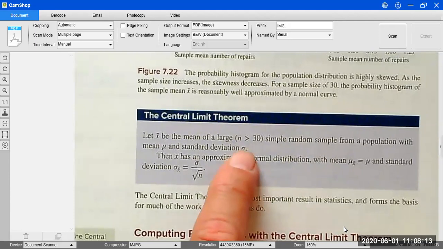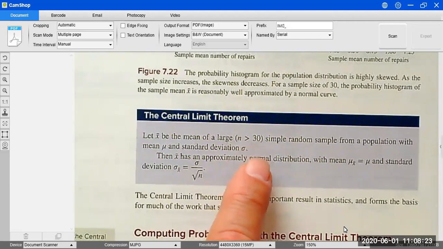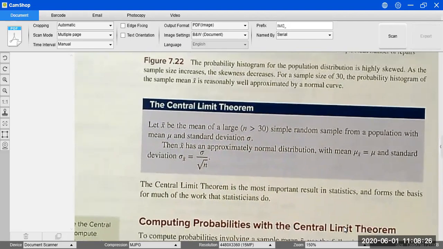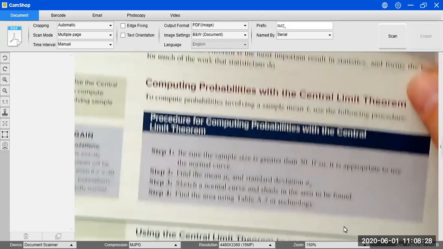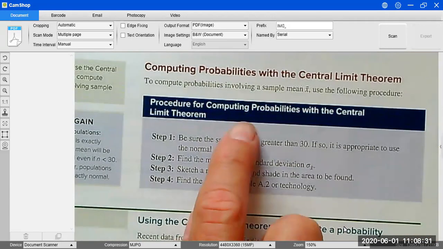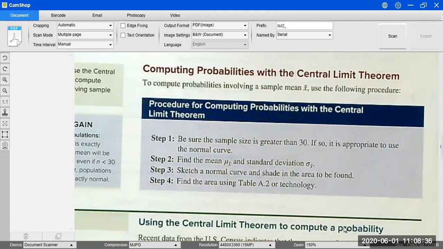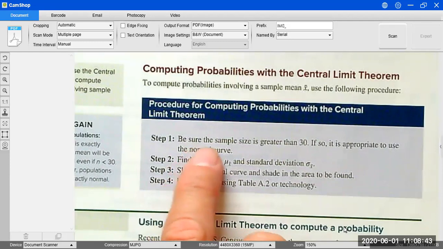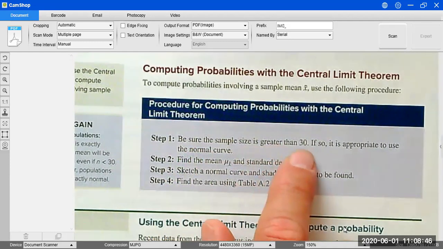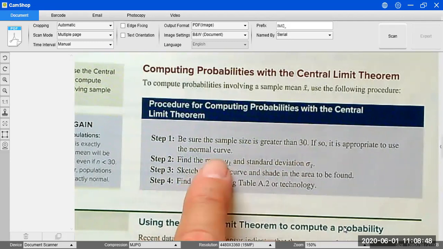As long as you satisfy the criterion that the simple random sample size is greater than 30, or that the population is normally distributed, you have here the steps to compute probabilities. Now we can compute probabilities related to samples, not related to individuals as before. So the first thing is that you need to be sure that the size is greater than 30, so you can use the normal curve.